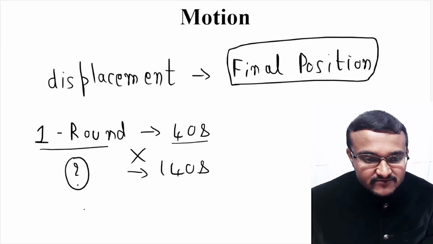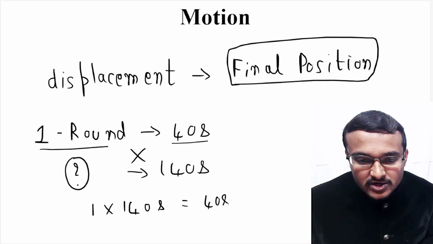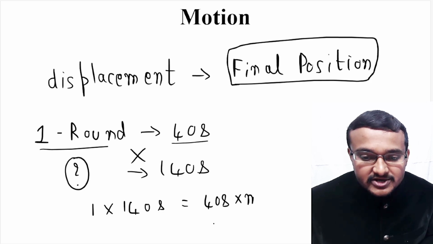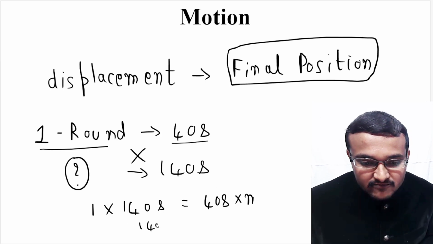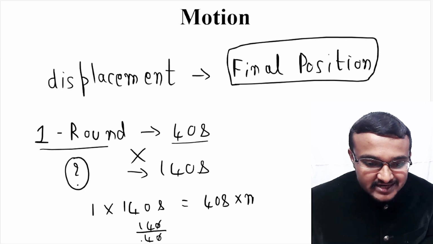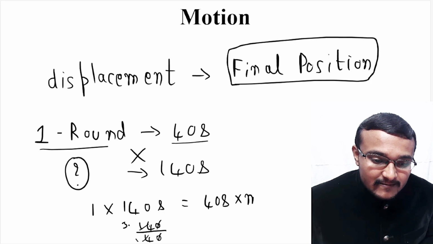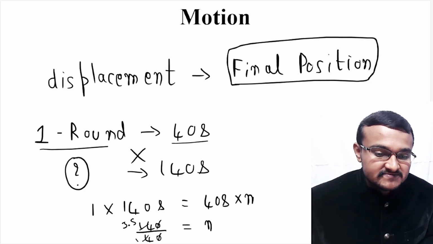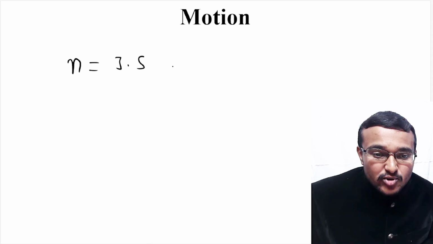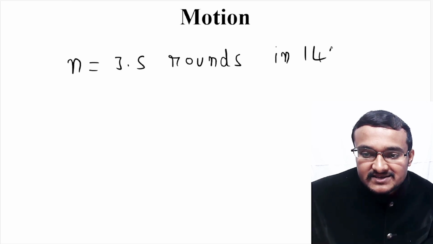So if you cross multiply this, it will be 1 round into 140 seconds is equal to 40 seconds into, we don't know how many rounds, so let's say n. So now if you bring this 40 seconds to the LHS, it will go into the denominator. So it will be 140 divided by 40. So 0 and 0 get cancelled. 4 ones are 4, 4 threes are 12, 2 will be remaining, so 20. 4 fives are 20, is equal to n. So that means n we are getting as 3.5. That means he has completed 3.5 rounds in 140 seconds.